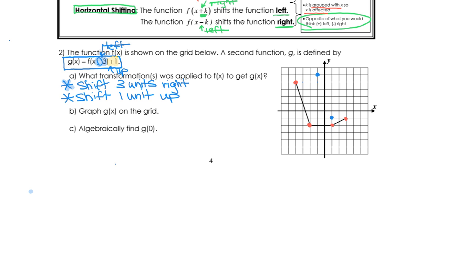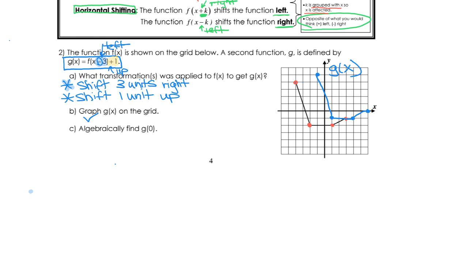Then we're going to take the one right below it and go 3 units to the right and 1 unit up. And then we're going to take that red point that's right next to it and go 3 units to the right and 1 unit up. Okay? If we try to connect our dots with nice straight lines, there is our graph of g of x. Okay, so part B is finished.